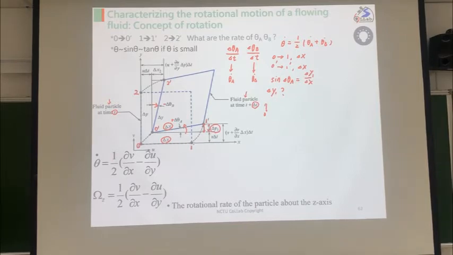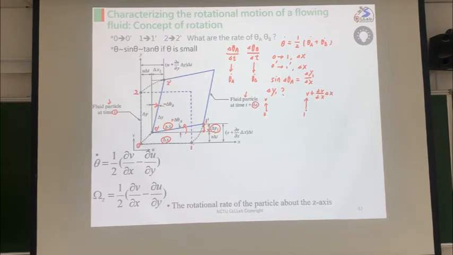Along the y direction the velocity is v at point 0. If this is point 1, we assume that from 0 to 1 the velocity v changes linearly with the x location. So from 0 to 1, the velocity along the y direction changes to v plus dv/dx multiplied by delta x.